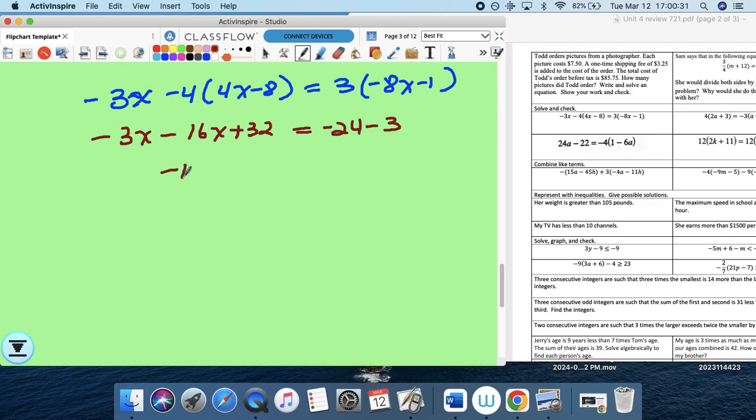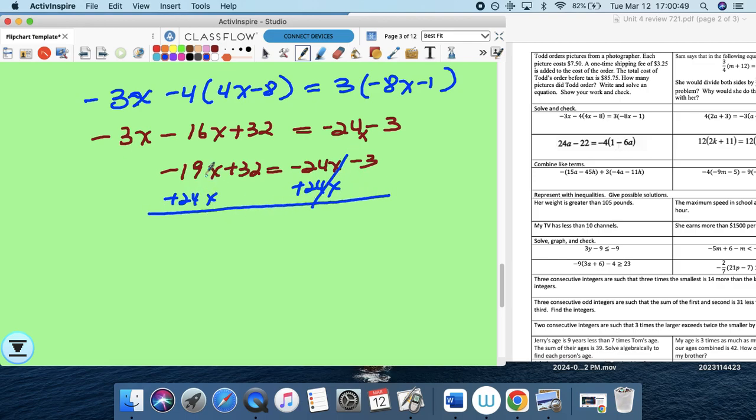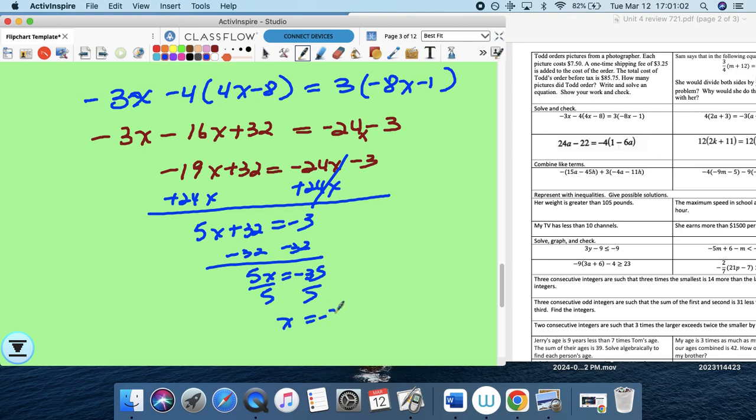Combine like terms, we get negative 19x plus 32, minus 24x minus 3. Sorry, I forgot the x here. Let's get rid of the minus 24x, and we're going to do plus 24x on both sides. That goes away. I'm left with 5x plus 32 equals negative 3, minus 32 on both sides. I get 5x equals negative 35. Divide both sides by 5, and x equals negative 7.